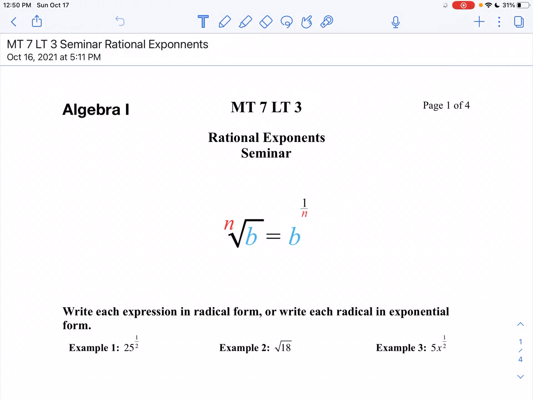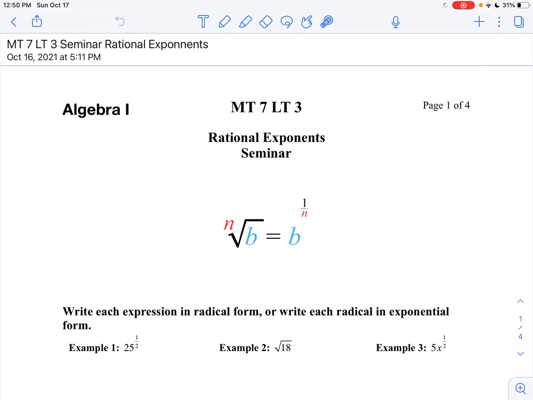Hello. In this lesson, I want you to evaluate and rewrite expressions involving rational exponents and solve equations involving expressions with rational exponents. Some vocabulary you're going to come across is rational exponent, cube root, nth root, and exponential equation. A rational exponent is an exponent that's a fraction.